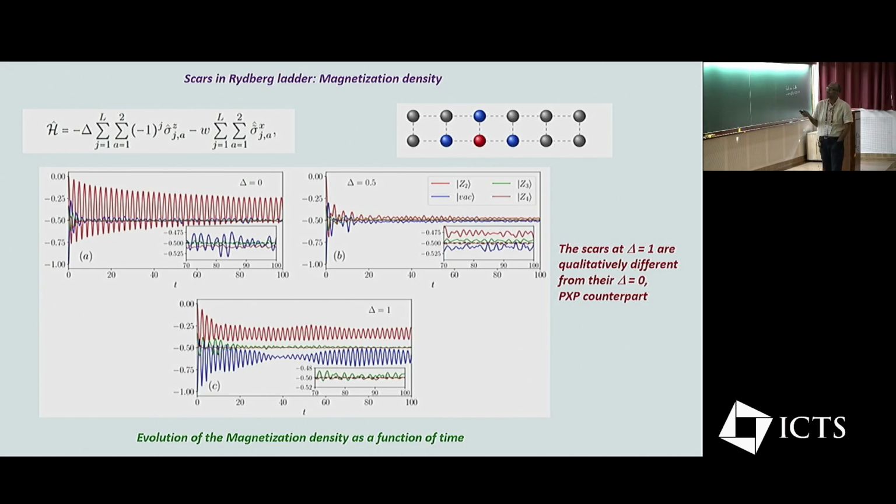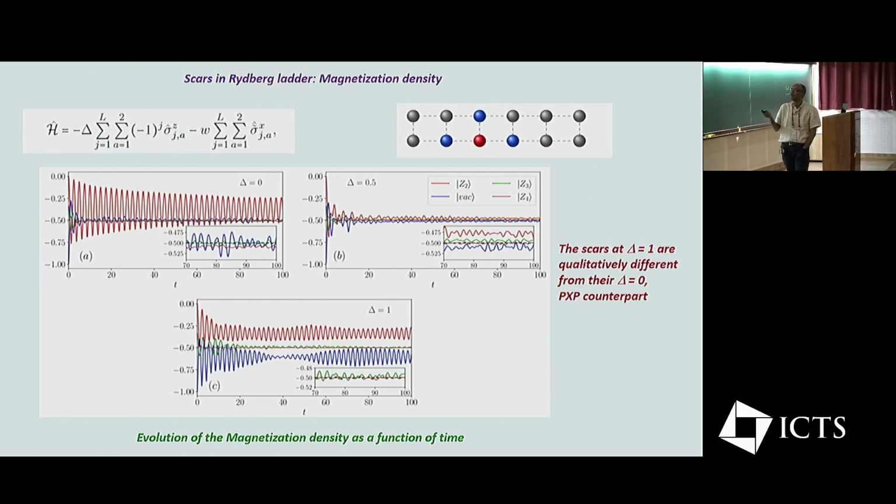The first thing that we do is study this at delta equal to 0, where it's just the PXP model generalized to this ladder geometry. And here you see that there are large oscillations provided we start from the Z2 state. If we start from other states, which is Z3, Z4 or vacuum, which are one spin flip with two down spins, one up spin with two down spins, that kind of stuff, and the vacuum is of course all down spins, we don't see any oscillations.